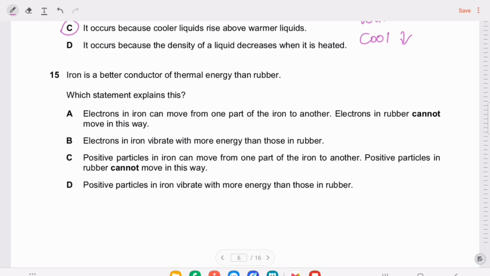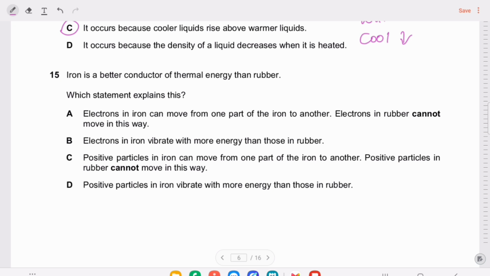Metals contain free electrons. These electrons move through the metal and transfer thermal energy quickly. Rubber does not have free moving electrons. For example, a metal spoon becomes hot quickly in a cup of tea while a plastic spoon remains much cooler. So good thermal conductors usually have free electrons.